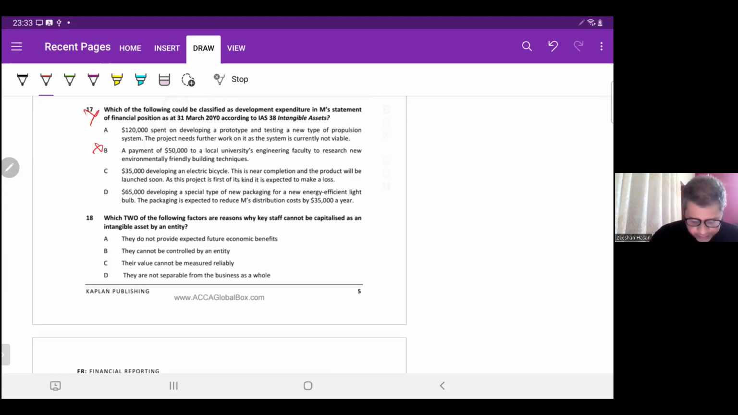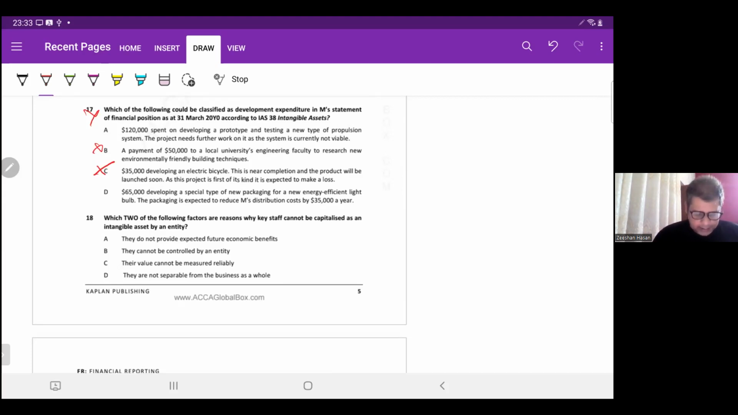Then 35,000 developing an electric bicycle. This is near completion and the product will be launched soon. As this project is first of its kind, it is expected to make a loss. So item C cannot be capitalized because it does not meet all the criteria as it is making a loss.